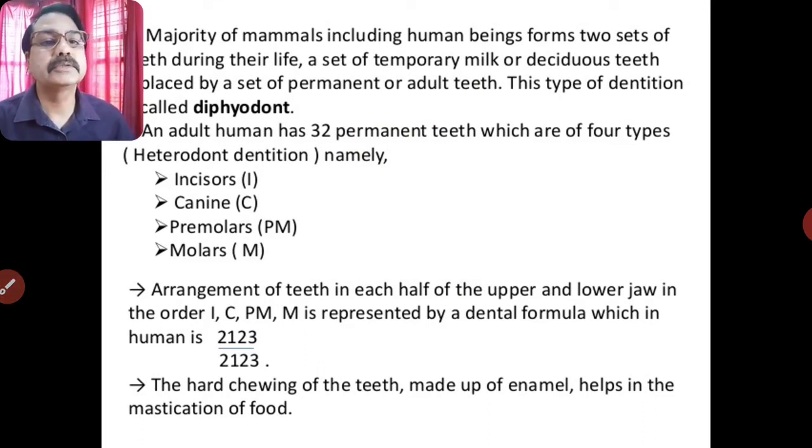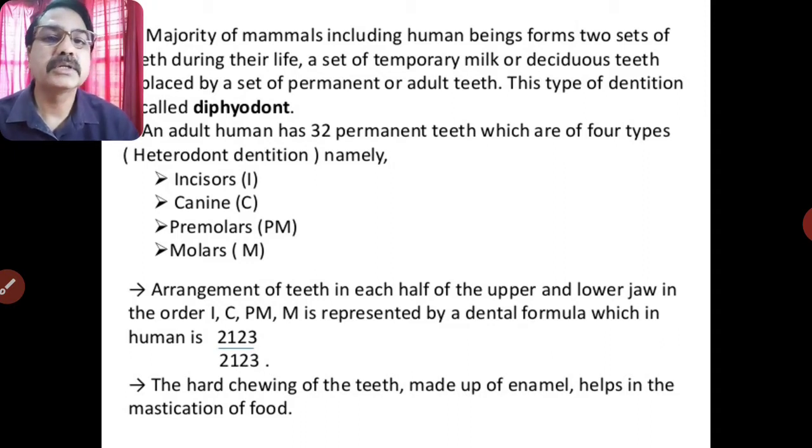The majority of mammals, including human beings, form 2 sets of teeth during their lifetime: a set of temporary milk or deciduous teeth. These are replaced by a set of permanent or adult teeth. So from the age of 6 to the age of 10, most of the temporary teeth, or milk teeth, or deciduous teeth fall out, and then the new permanent teeth grow.